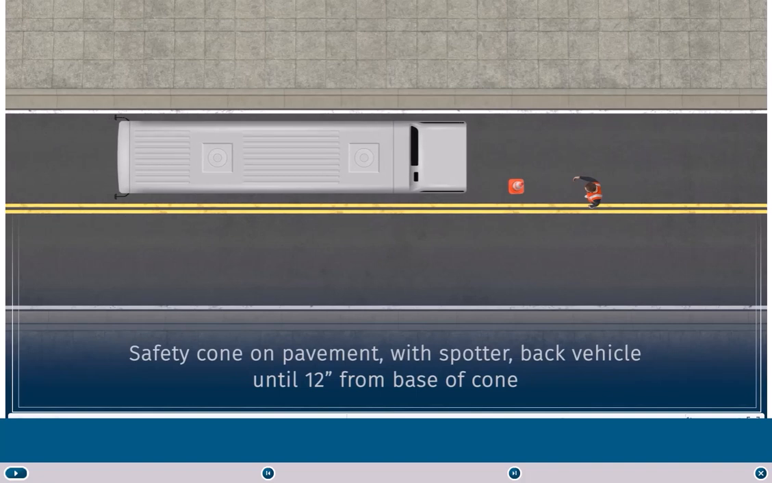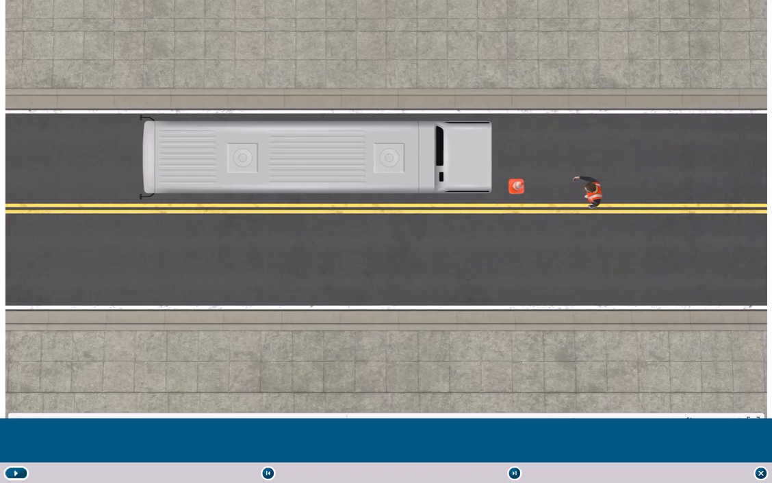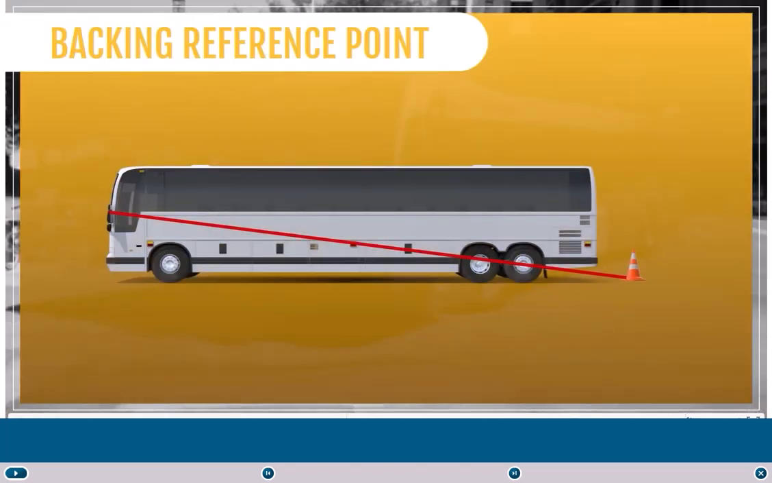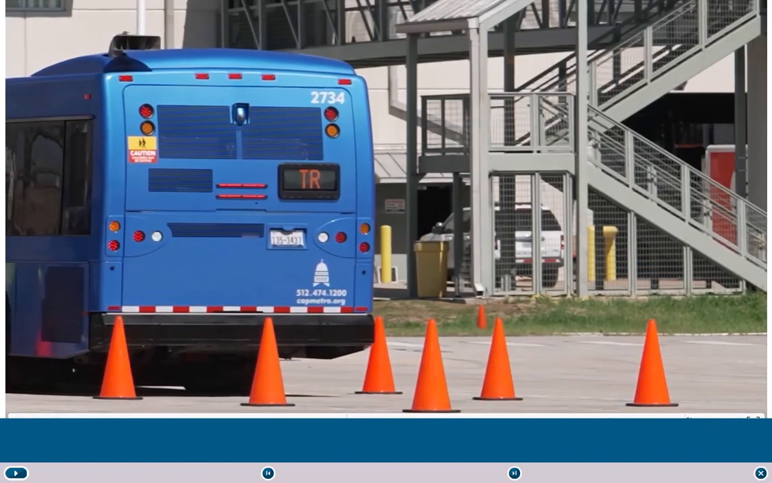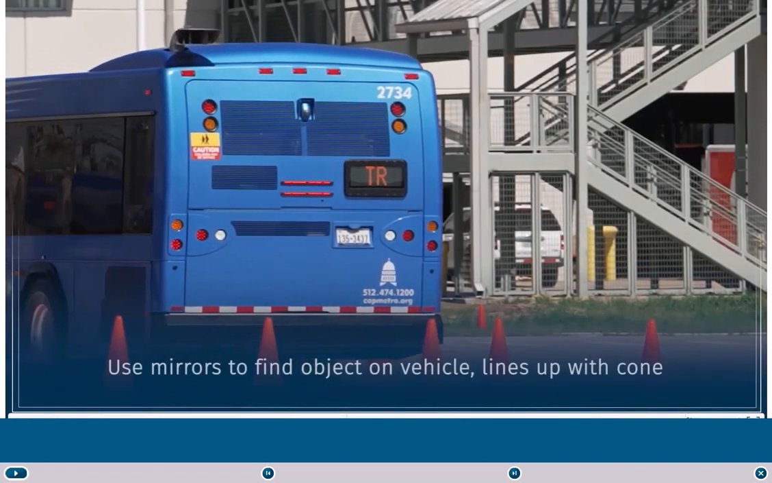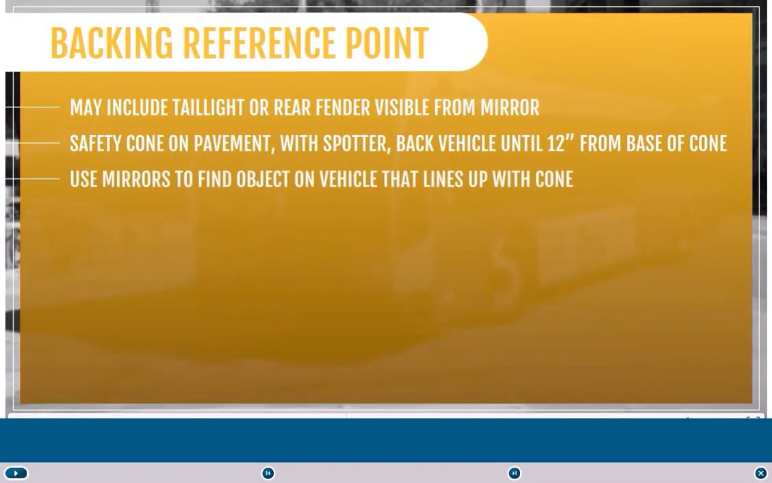cone. One technique in finding how to know that you are exactly 12 inches from the base of the cone is to then attach a string to the rearview mirror and stretch it back to the base of the cone. Your reference point will be the lowest part of the vehicle's body that the ribbon passes. Again, this may be a tail light or rear fender. Check this during training by using a spotter to back the vehicle up to the cone. Then use your mirrors to find an object on the vehicle that lines up with the cone.